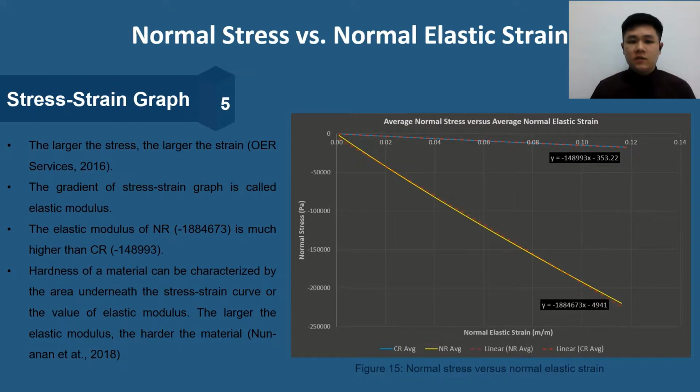Figure 15 is the average stress strain graph obtained from the results. The larger the stress, the larger the strain. The gradient of the stress strain graph is called elastic modulus. You can see from the graph that the elastic modulus of NR is much higher than CR. According to Nunn, the hardness of a material can be characterized by the area underneath the stress strain curve or the value of elastic modulus. The larger the modulus, the harder the material. So we can say that the NR is harder than CR based on these results.